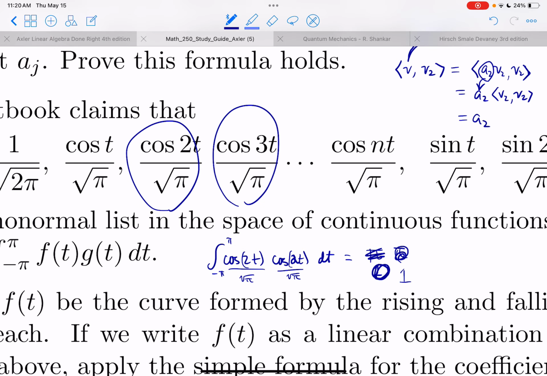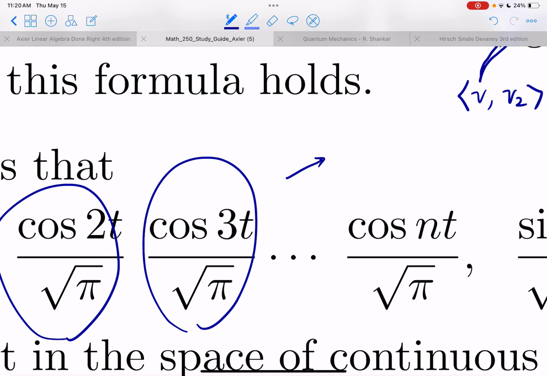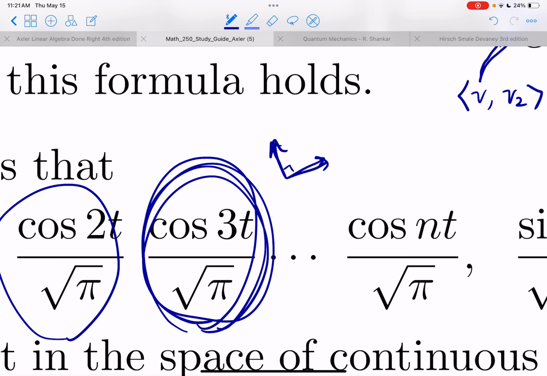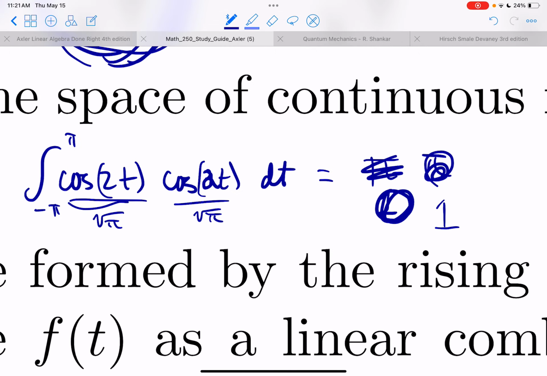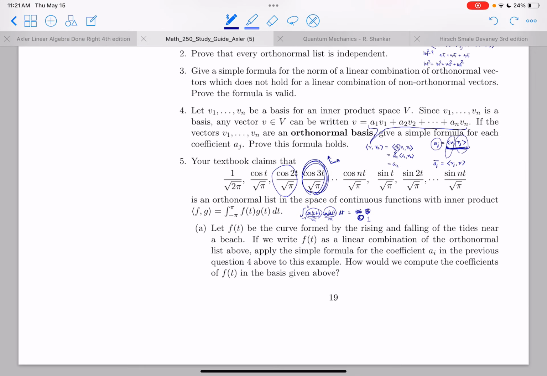But the point is that these vectors are orthogonal. They're at 90 degrees in the infinite dimensional space of trig functions or continuous functions. These vectors are sitting at 90 degree angles. And they're unit vectors. They each have length 1. Because if you dot it with itself, you're going to get 1. If you dot cos 2t with itself, you're going to get 1, provided you've normalized them there.